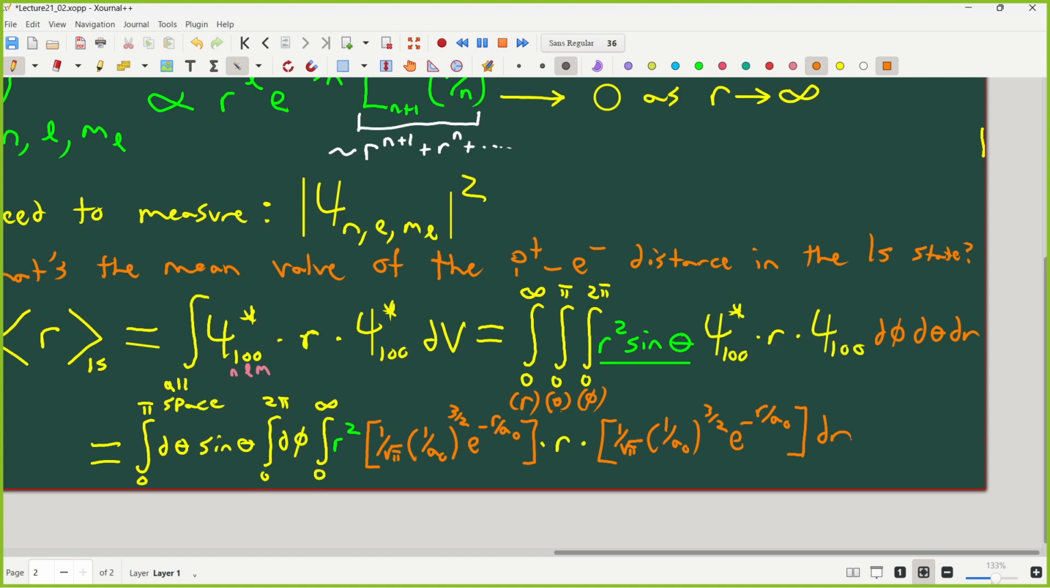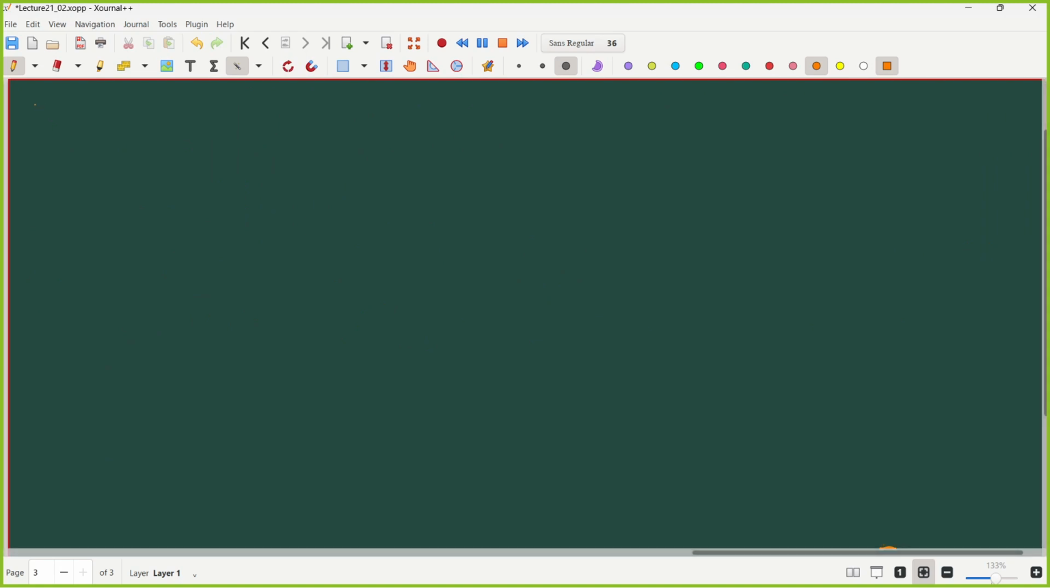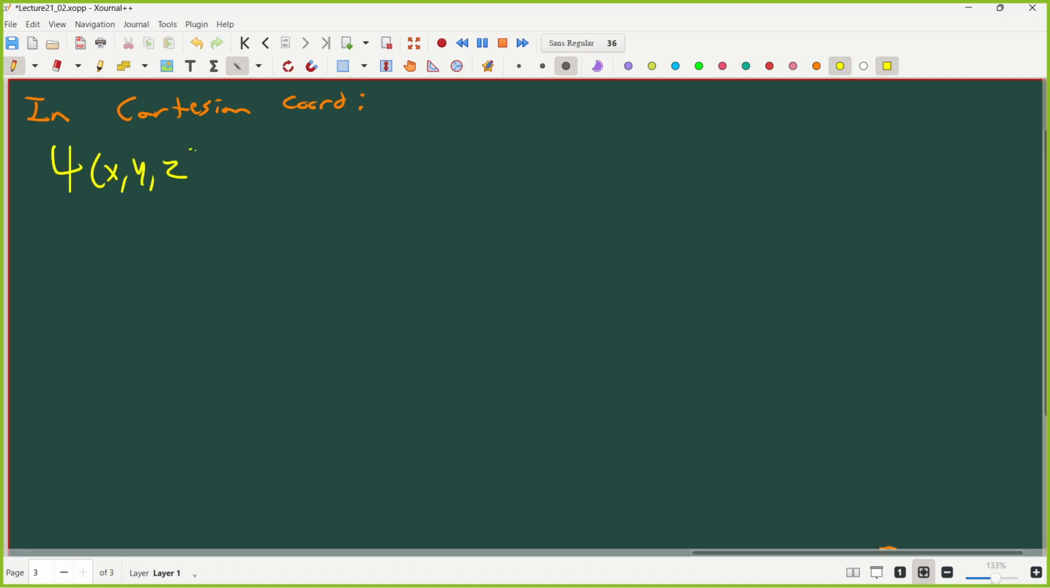So I just want to write this really quickly: in Cartesian coordinates, x, y, z, psi of x, y, z squared is our probability.